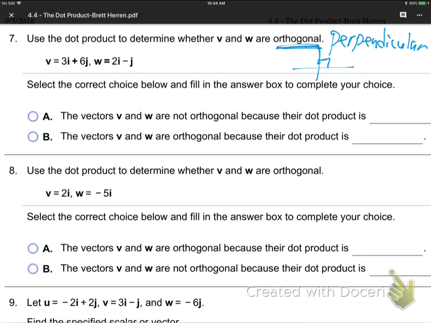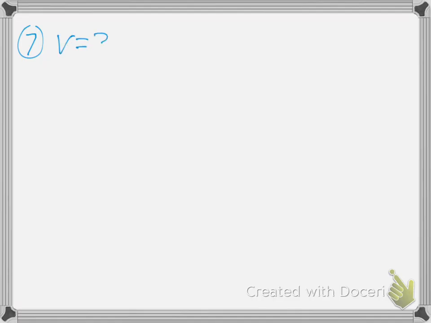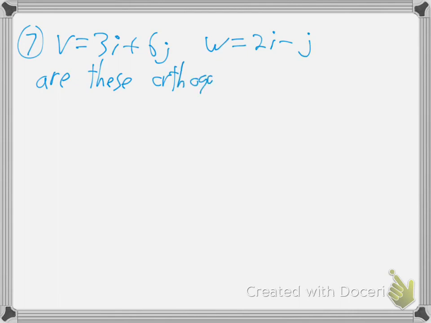It means perpendicular. So they're basically asking, are these two vectors, V and W, at 90 degrees? Let me rewrite the question a little bigger. V is 3i plus 6j. W is 2i minus j. They're asking, are these orthogonal? Which means, 90 degrees, perpendicular.